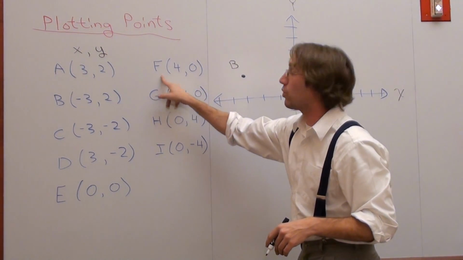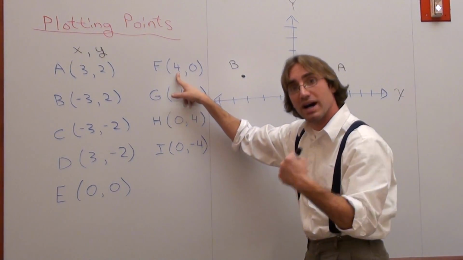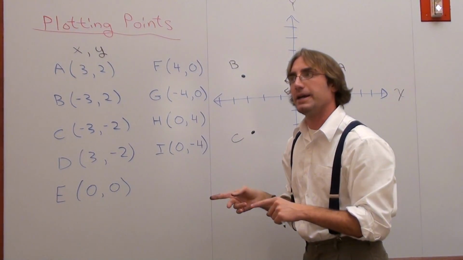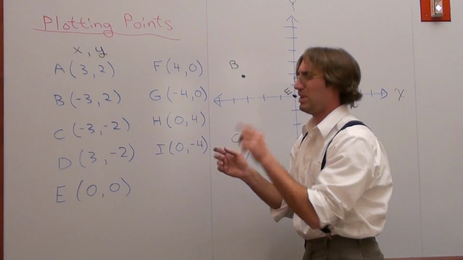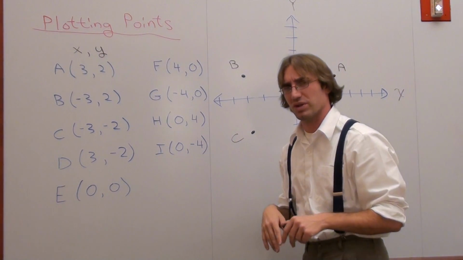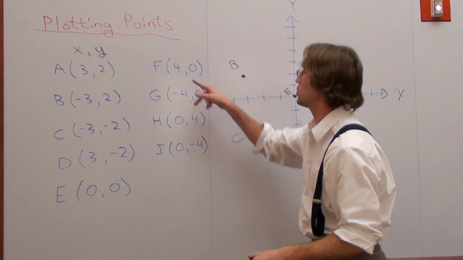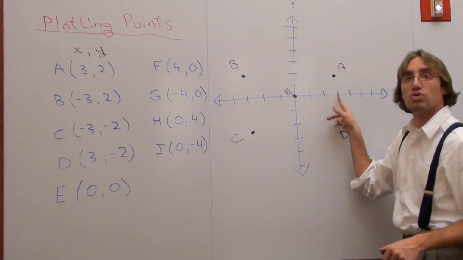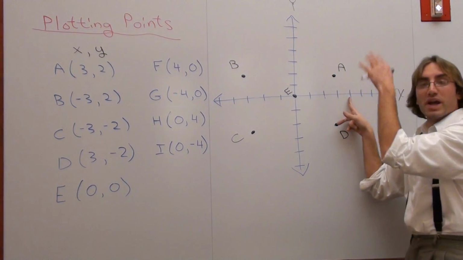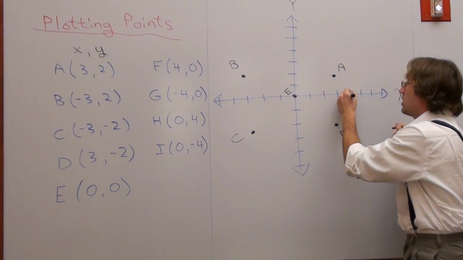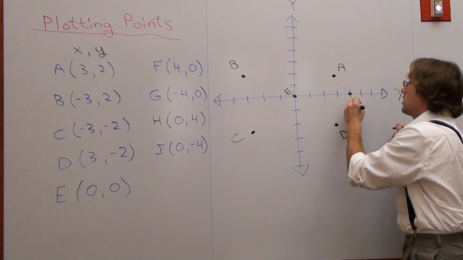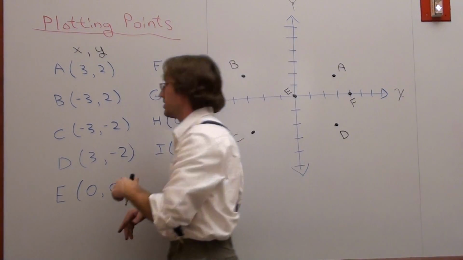For point F, we're going to go 4 on the X, positive, and 0 on the Y. Lots of students get this wrong. They plot it in all different areas when they're first doing this. And then when they get better, it's fine. But you got to make sure that you end up doing it correctly. So we're going to go 4 on the X, 1, 2, 3, 4. And we're not going anywhere on the Y. So we're done. That's where point F is.